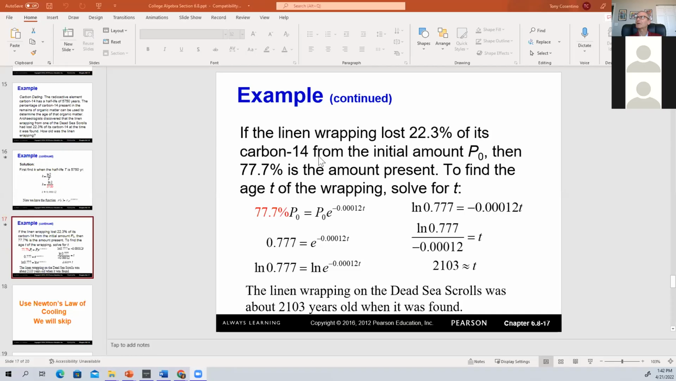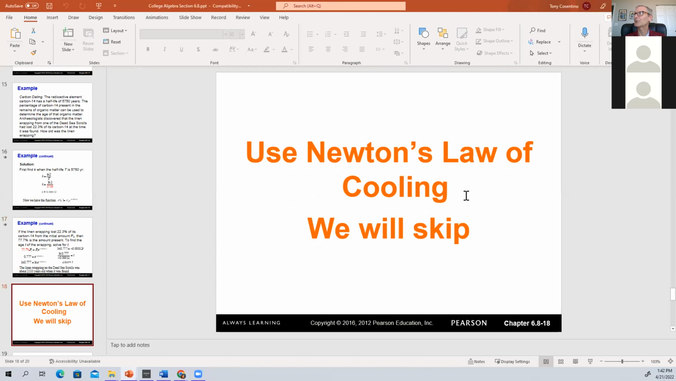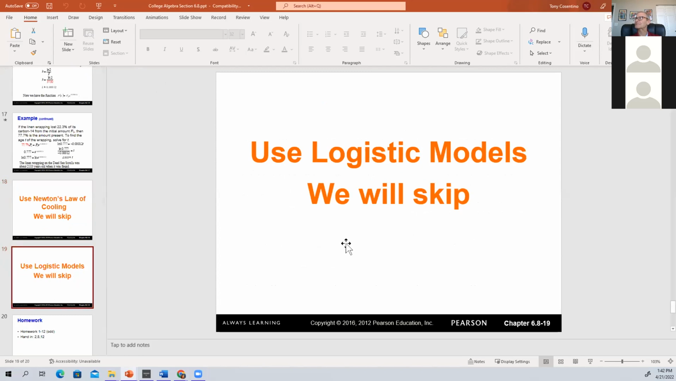So like I said before, there are some other applications in this section that I just decided to skip. There's something called Newton's law of cooling, which, guess what, is another exponential function. And you just solve it the exact same way. You plug in the numbers, take the natural log. So I decided to skip that. There's no homework on that, and I won't ask you a question on that. And there's also this logistic model. This one's a little bit more complicated, but again, once you plug all the numbers in the right spot, you still have to take the log of both sides and do that same calculation. So I decided to skip that as well.